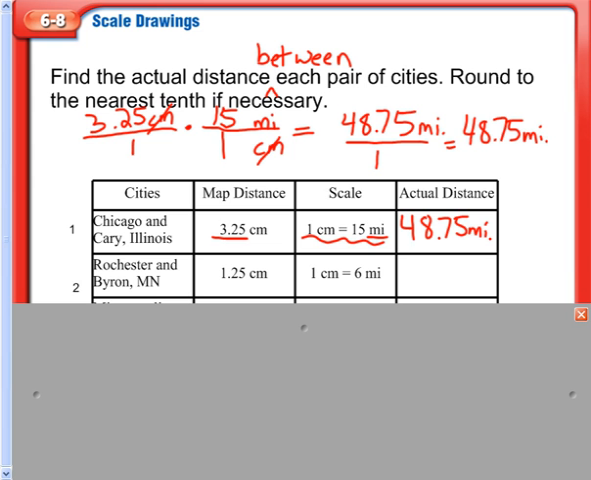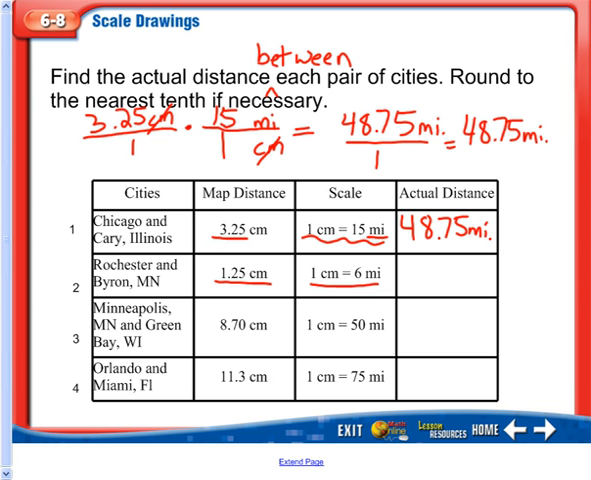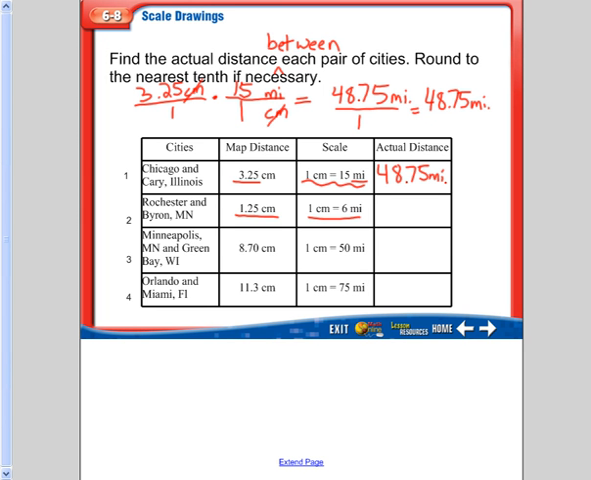Our next one is Rochester and Byron, Minnesota. Map distance is 1.25 centimeters, and 1 centimeter equals 6 miles. So we're going to have to extend our page a little bit for more space. So we have 1.25 centimeters over 1 multiplied, not equal to, by the ratio they gave us here, 1 centimeter over 6 miles. 6 miles on top. So 6 miles over 1 centimeter. We're going to cancel our centimeters, so we're just going to end up with miles.